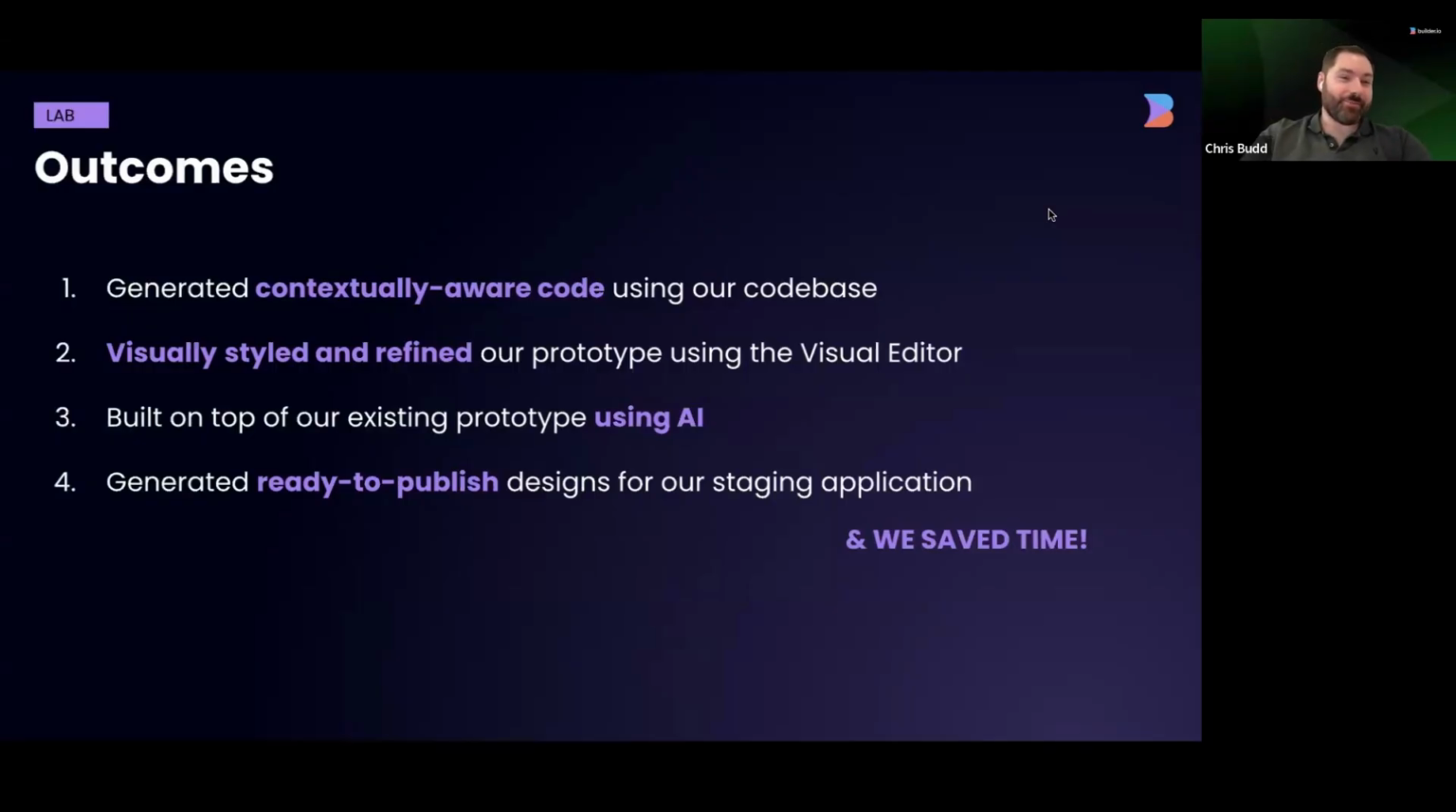Yeah, thanks, Alexis. So yeah, outcomes, what we've done today so far. We generated contextually aware code into our code base. There's obviously used elements that are already in our code base, like material UI components, to keep it consistent. We then visually styled and refined our prototype. So if you remember that first one, we pulled from Figma into the builder UI, and we made some changes there before taking it out to code. We built on top of our existing prototype, so we were able to use the CLI tool to prompt back and forth and make some changes. And then lastly, we generated some ready to publish designs. So we took it into the publish element of builder and actually published direct to web. Yeah, so we'll take some questions now.